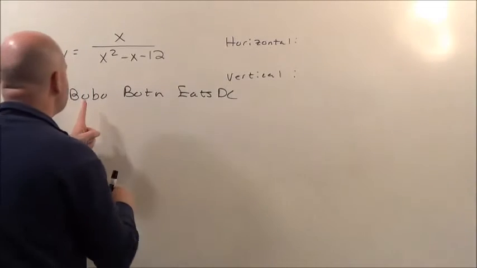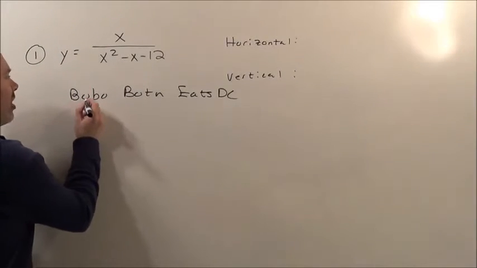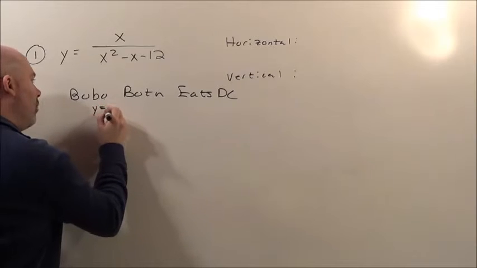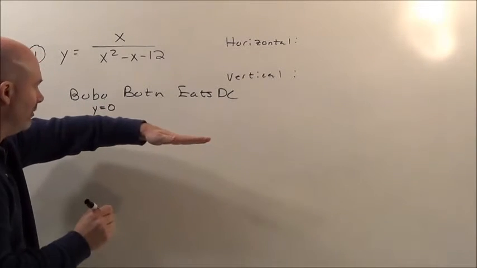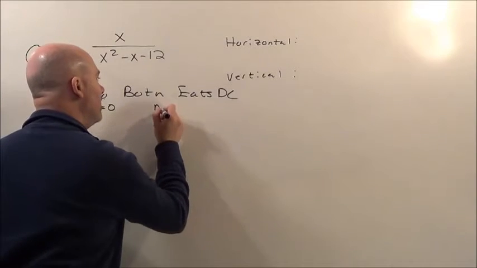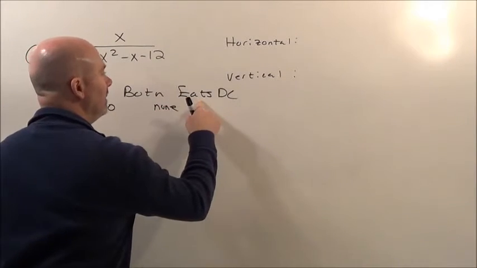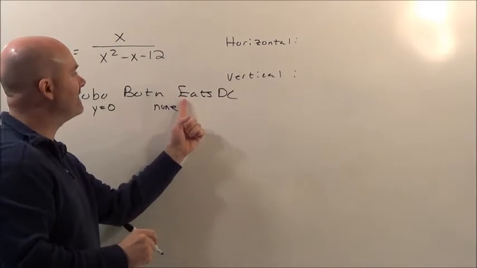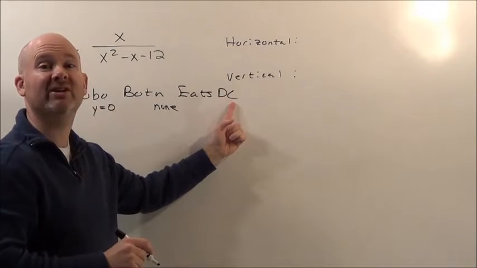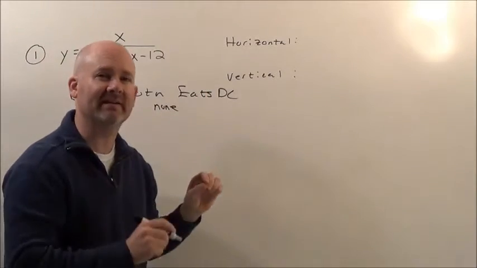Now, this is what this stands for. If it's bigger on the bottom, it's 0. That'll be y equals 0. There'll be a horizontal going like this. If it's bigger on the top, there's none. In this one, if the exponents are the same, you divide the coefficients. We'll explain that in a second.